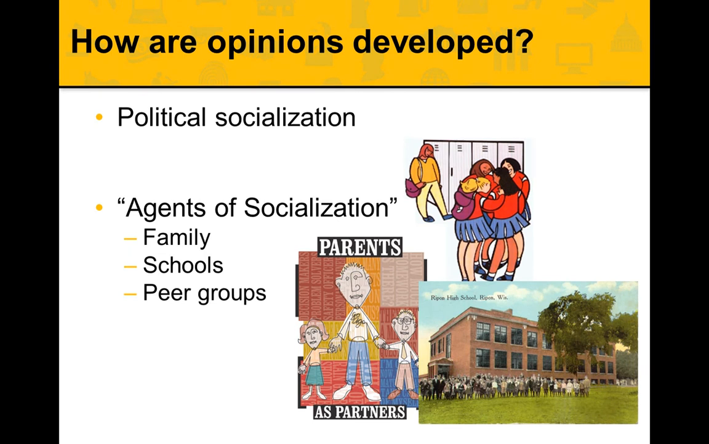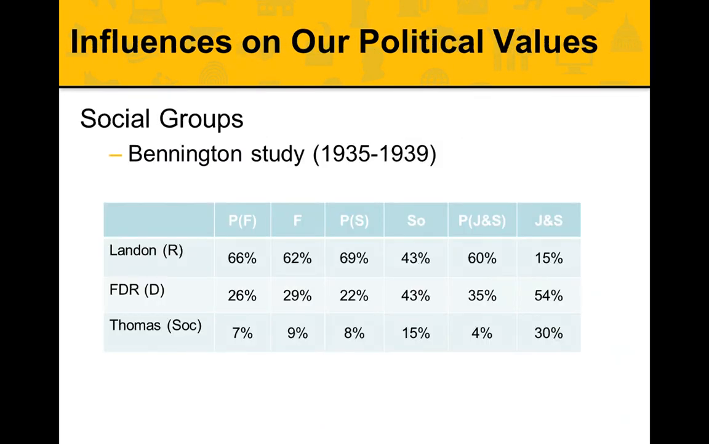And so one of the early studies that looked at the influence of peer groups was the Bennington study. I have a graph about that particular college study. It looked at the 1936 election between Alfred Landon, who was the Republican candidate, and Franklin Roosevelt, the Democratic candidate, and then there was a third candidate, Norman Thomas. The researcher discovered something very interesting if you look across time. 66% of the parents of freshmen, that's what the PF means, supported Landon, the Republican.